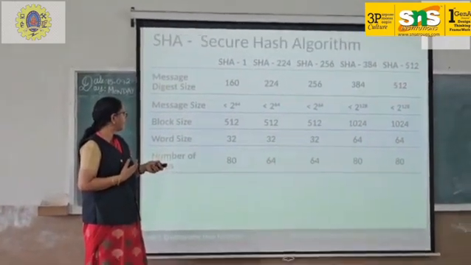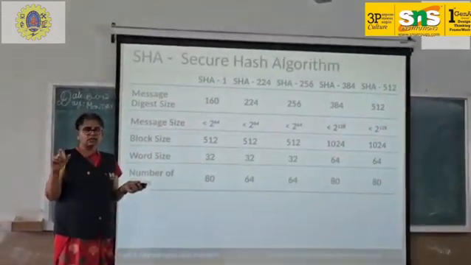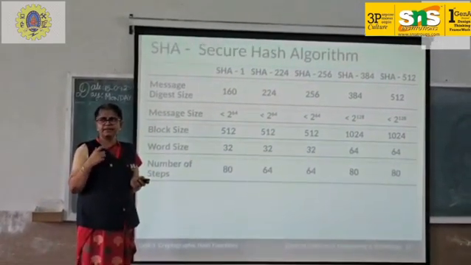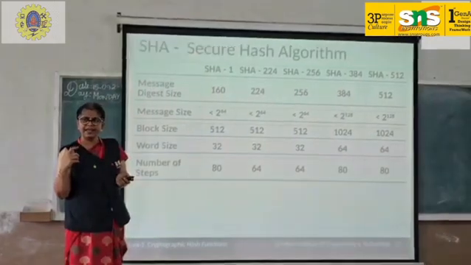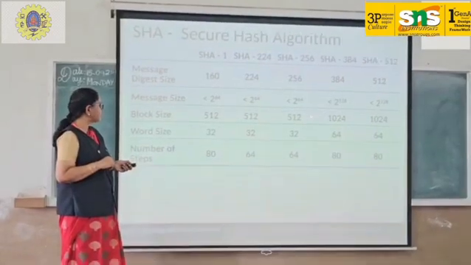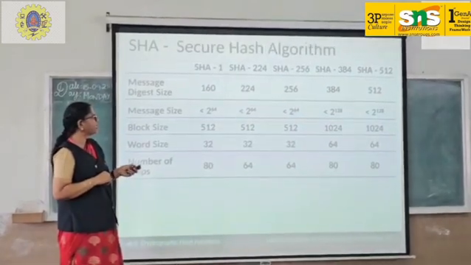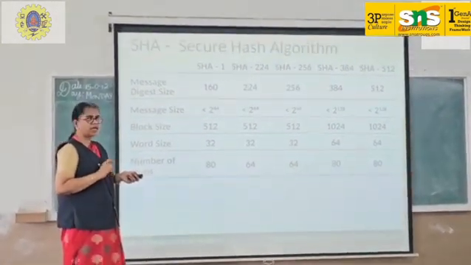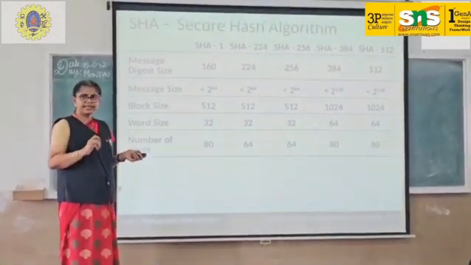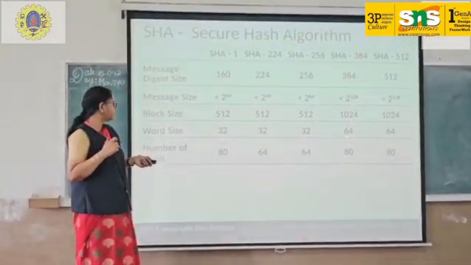This is the block size. In MD5, the block size is 512, so we have to append the padding bits so the length is a multiple of 512. In SHA-256, the block size is 512. In the case of SHA-384, the block size is 1024. Then the word size, which is the input length: the word size is 32, and in SHA-384 it is 64.